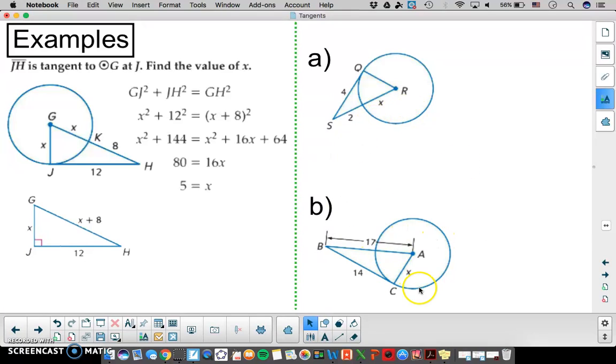Okay, you're going to use this same concept here to solve for X in each one of these.